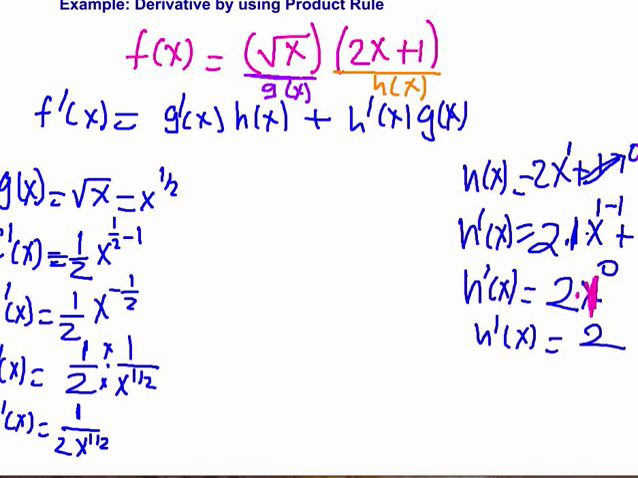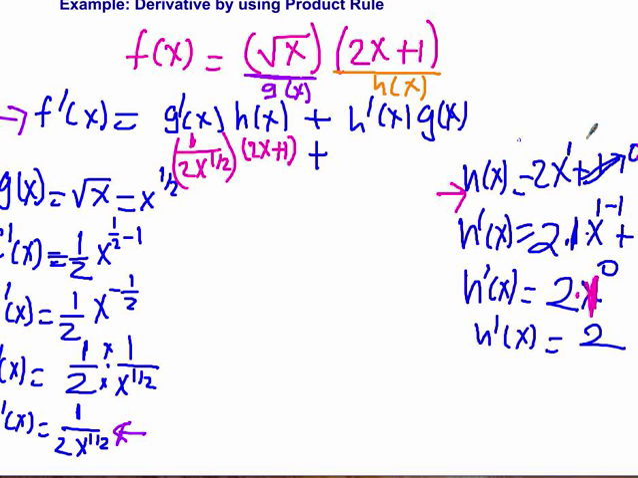Now we go back to this equation, and we're going to substitute all the terms. So we have g prime of x, which is this. This is g prime of x. So we'll write it down here. g prime of x is 1 over 2x to the power of 1/2 times h of x. h of x is this, h of x is 2x plus 1.